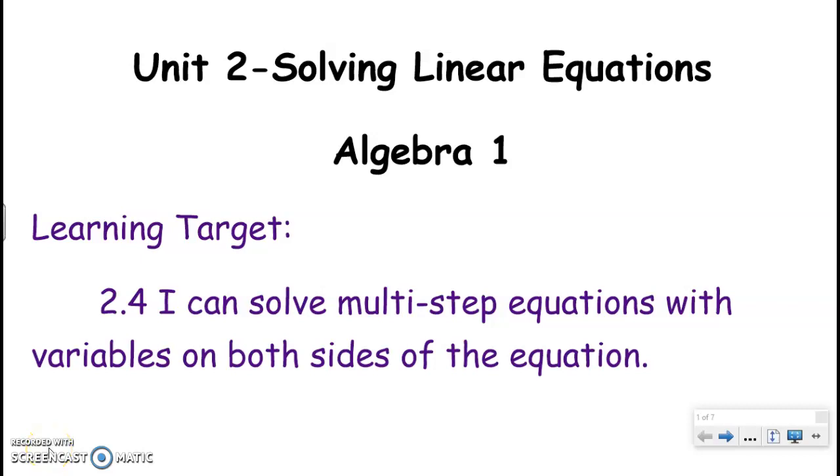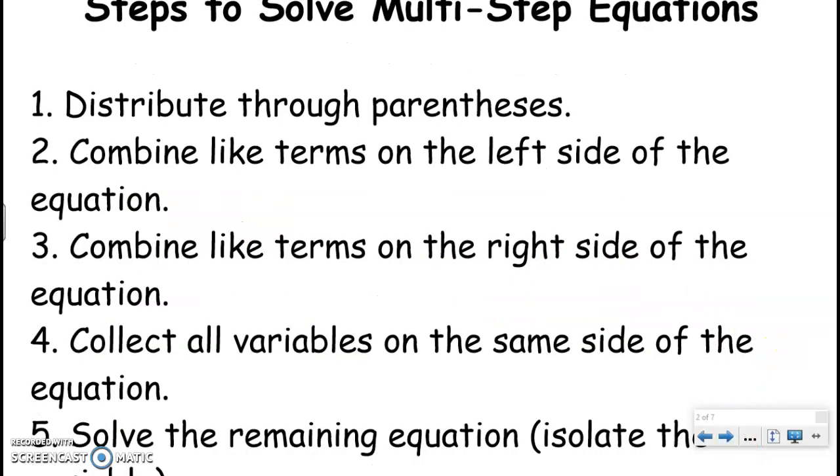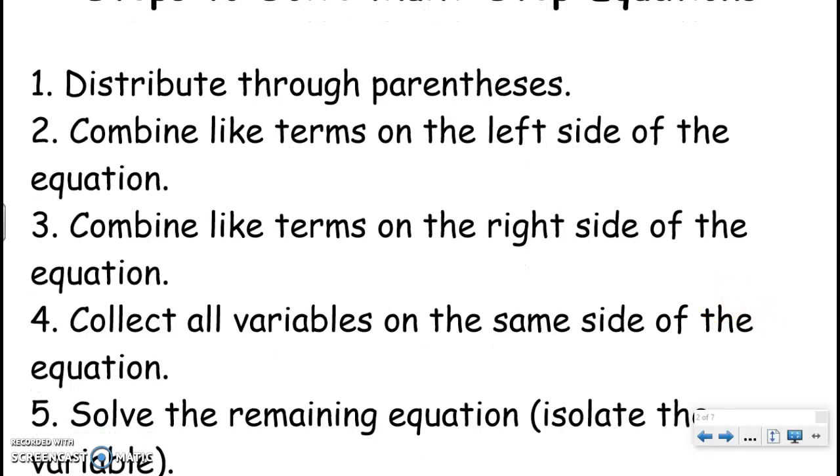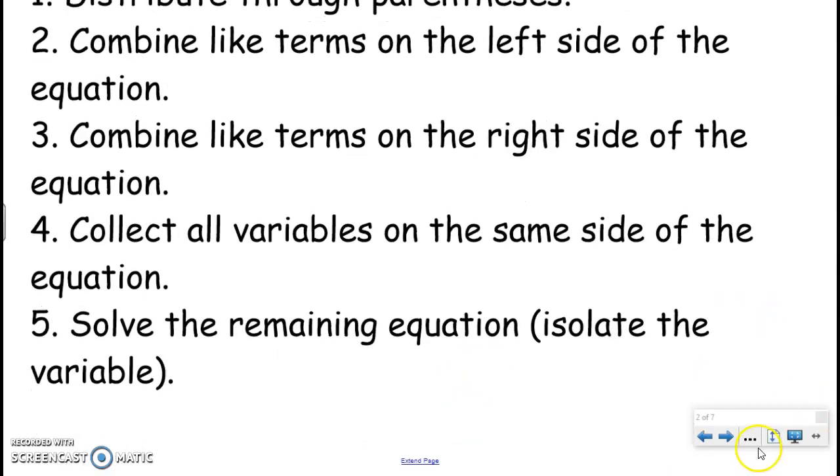Good morning. Today we're going to continue with our solving linear equations, and we're going to focus on learning target 2.4, which is I can solve multi-step equations with variables on both sides of the equation. There are similar steps to what we did before. Distribute through the parentheses if you have any, combine like terms on the left side, combine like terms on the right side, collect all the variables on the same side, and then solve the remaining equation.